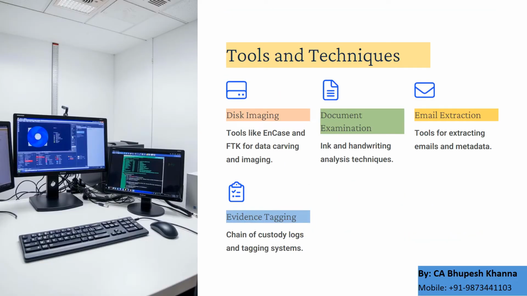Next point is tools and techniques. FAIS 320 does not mandate specific tools, but expects professionals to use appropriate and validated forensic techniques. These may include disk imaging and data carving tools, for example, EnCase, FTK, document examination techniques, e.g. ink and handwriting analysis, email and metadata extraction tools, evidence tagging and chain of custody logs.